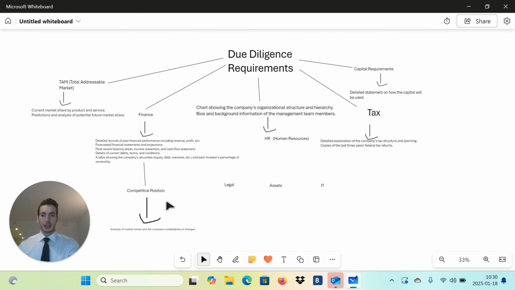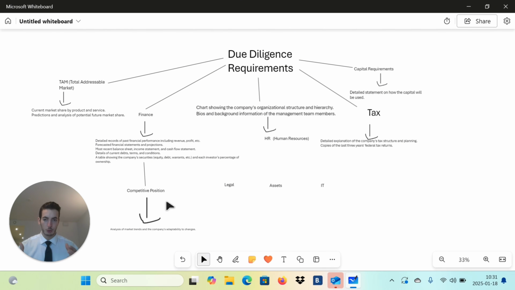What does that mean? Current market share by product and service, and prediction and analysis of potential future market share. So you also need to show what the services and products are that are already valid in the market right now, the same products that you are already providing, what prices they are getting, what demand they are getting, and how the revenue is going for them.